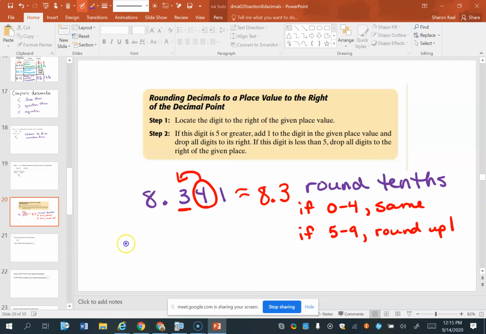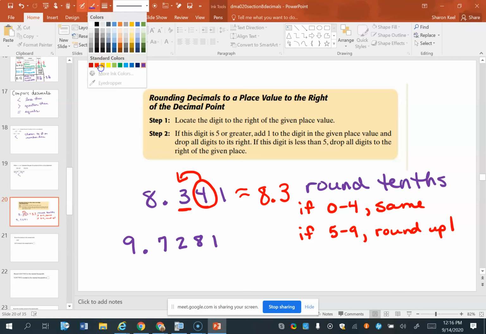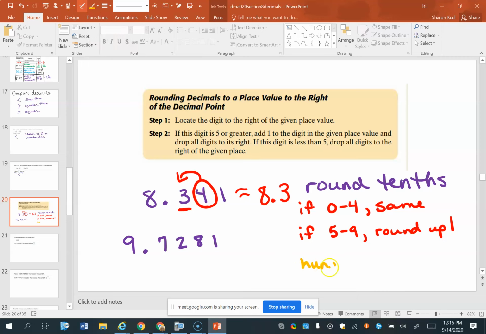If I had, let's say, 9.7281, and let's say for this one, I want to round to the hundredths place, I would count tenths, hundredths. I would look at the number to the side. This is an 8. 8 would make the 2 round up. So round up to 9.73. The 8 makes the 2 go up to a 3.